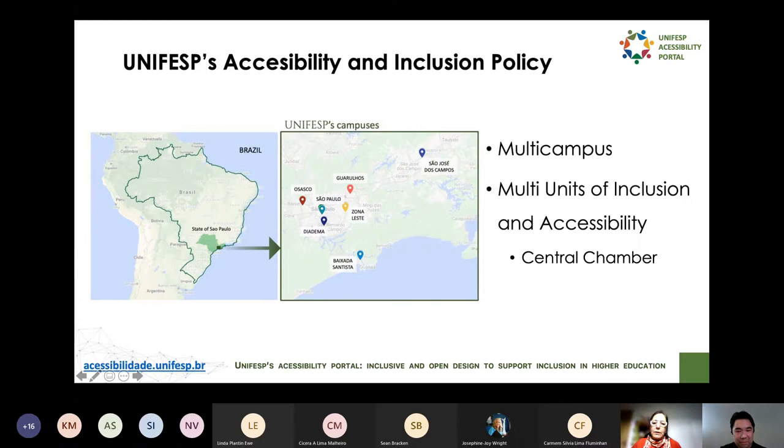So this policy of accessibility and inclusion is one policy for the whole university, but each campus has different courses and different geography, different urban accessibility. And so it challenges us a little bit how to manage those differences in every campus.